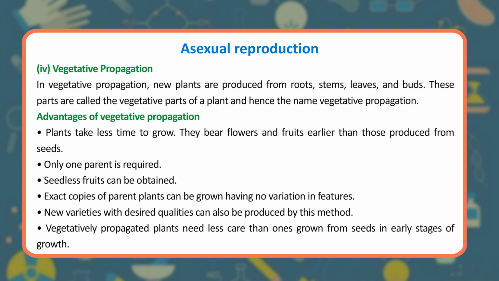Advantages of vegetative propagation. Plants take less time to grow. They bear flowers and fruits earlier than those produced from seeds. Only one parent is required. Seedless fruits can be obtained. Exact copies of parent plants can be grown having no variation in features. New varieties with desired qualities can also be produced by this method. Vegetatively propagated plants need less care than ones grown from seeds in early stages of growth.